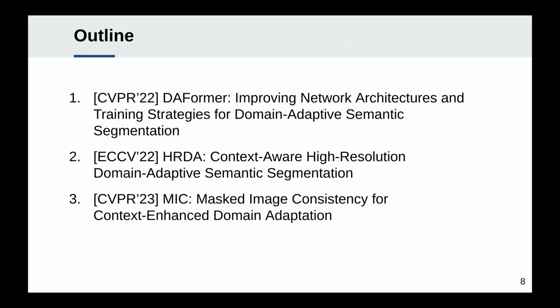And this basically brings me to the outline of this talk. I will first have a look at DAFormer, so network architectures for domain adaptation. The second one goes into image resolution and crop size, called the work HRDA. And the last one looks into the power of masked image consistency for domain adaptation.